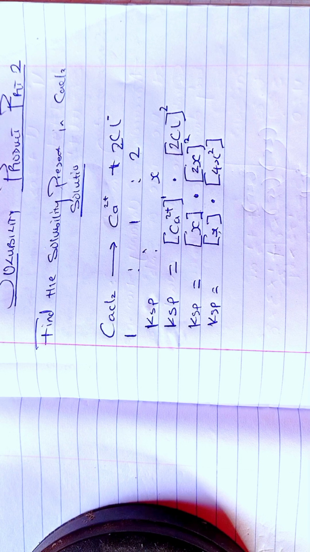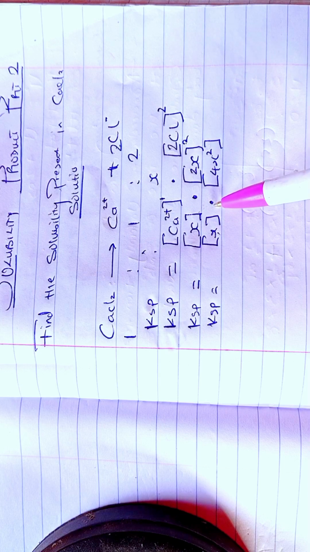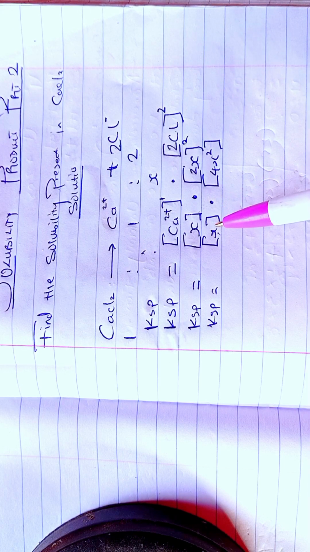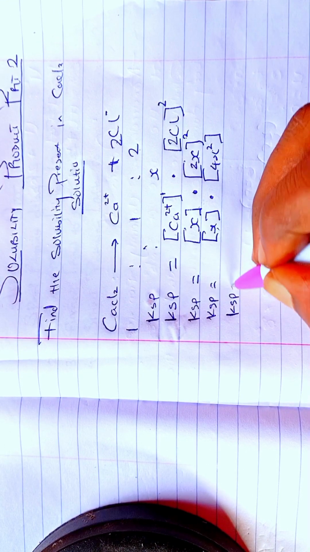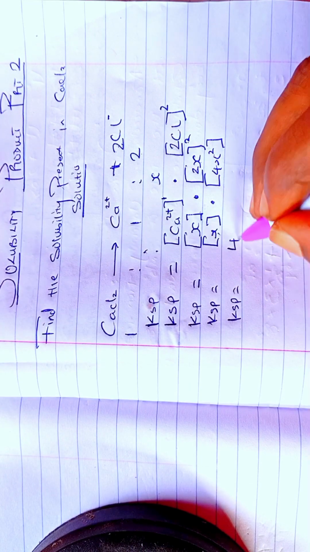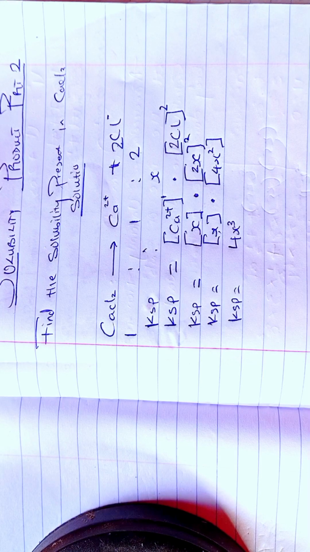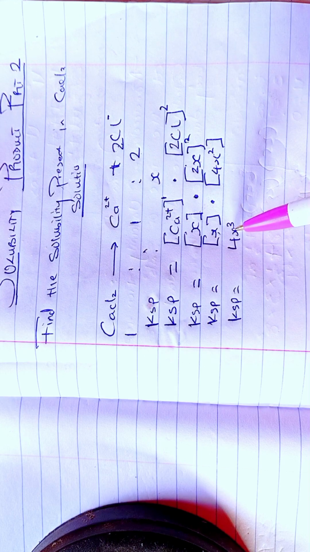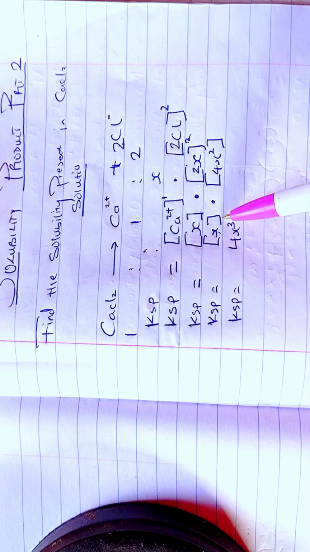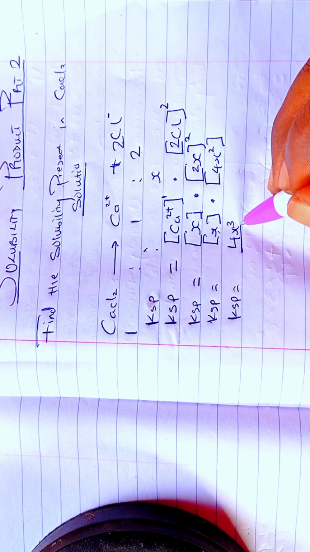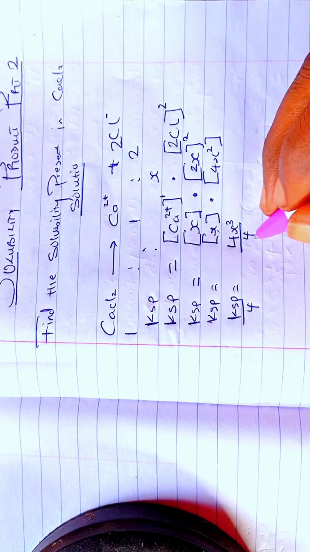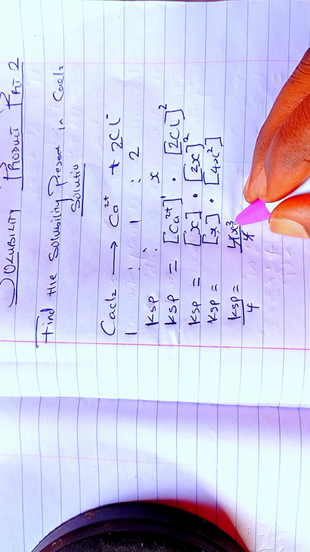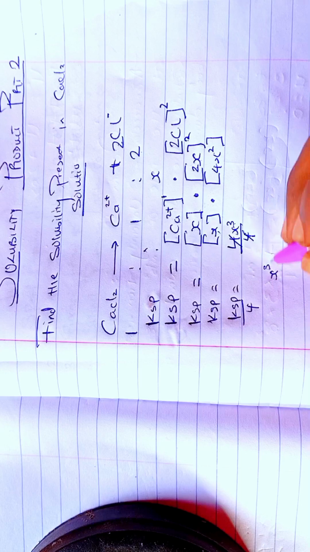All right, good. Now don't forget that this particular dot here represents multiplication. So x times 4x squared, that's Ksp is equal to what? 4x cubed. Remember, we are looking for x and not 4x cubed. So what do we do? I will divide both sides by the coefficient of x, which is 4. Divide here by 4 also. So 4 cancels 4, remaining x cubed.